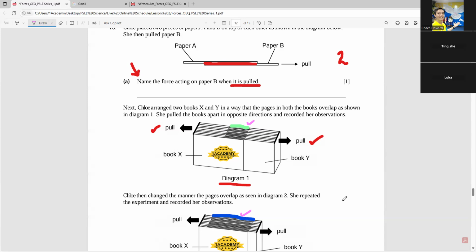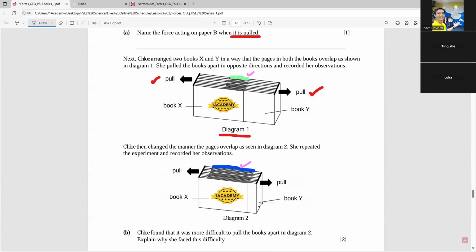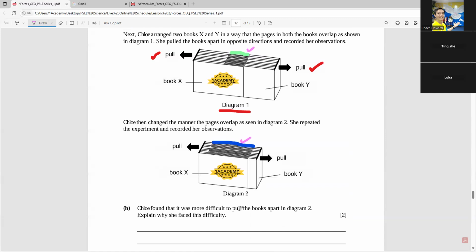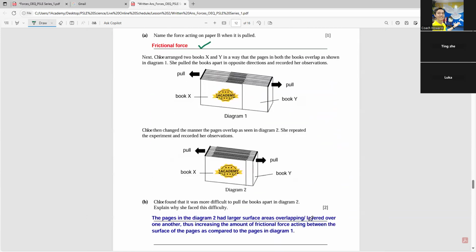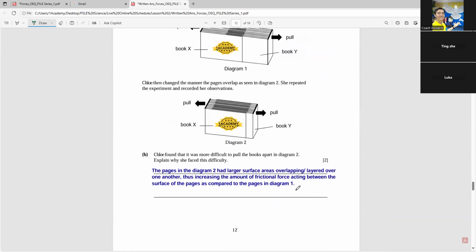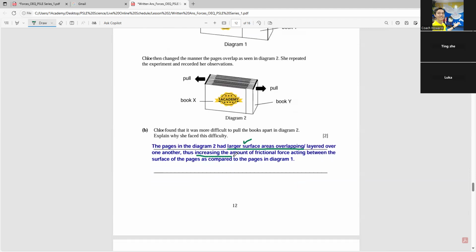Because more surface area in contact will result in more frictional force. So explain why it's more difficult to pull the books apart in diagram 2. This question is quite straightforward. You must mention the pages in diagram 2 have larger surface area, larger surface area overlapping. Thus, increasing the amount of frictional force acting between the surfaces of the pages as compared to diagram 1. So you must answer in this manner.